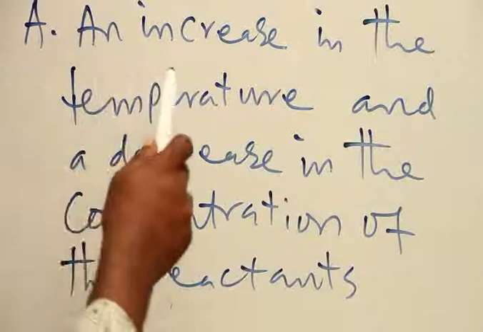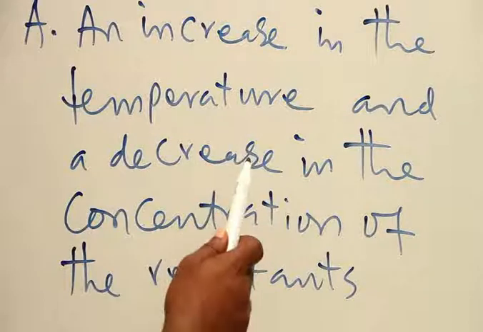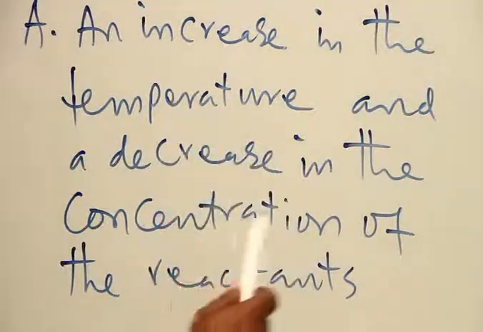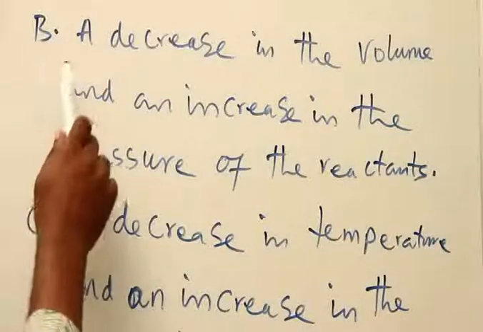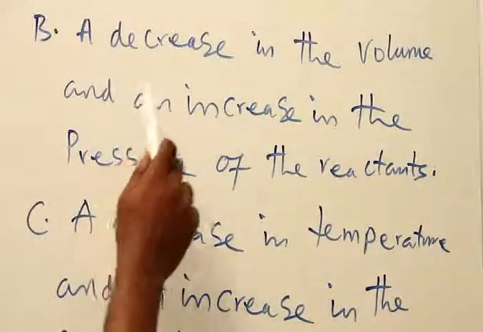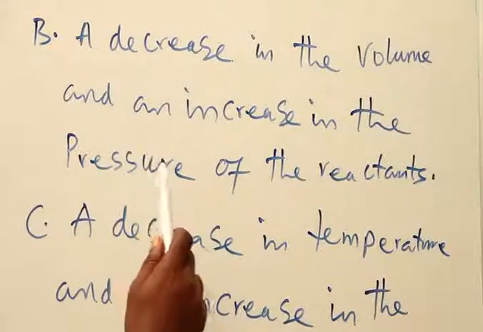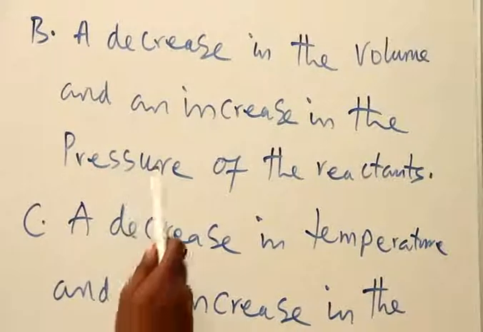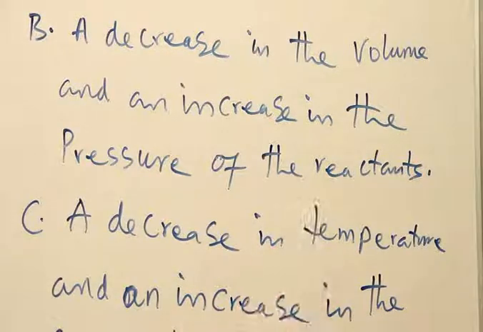Option A is wrong because an increase in the temperature is correct, but a decrease in the concentration of the reactants will actually decrease the rate of reaction. Option B is wrong because a decrease in the volume will actually cause a decrease in the rate of reaction, but an increase in pressure will cause an increase in the rate of reaction.